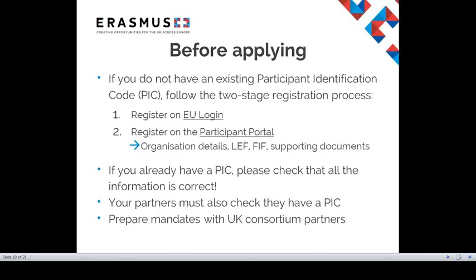Finally, if you want to apply as a coordinator of a national mobility consortium, you'll also need to download the partner mandate templates from our website and have them filled in by each UK partner and signed by both parties, so by each partner and your organization. Make sure that all the information, such as the name of the organization, its address and legal representative on the partner mandate, is identical to the information in the application form. Otherwise, the mandates will not be accepted.